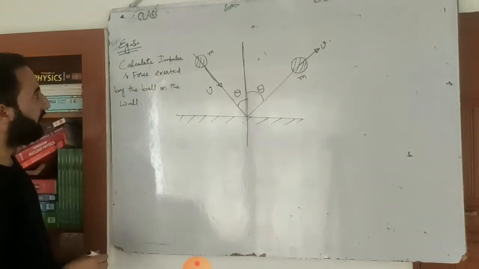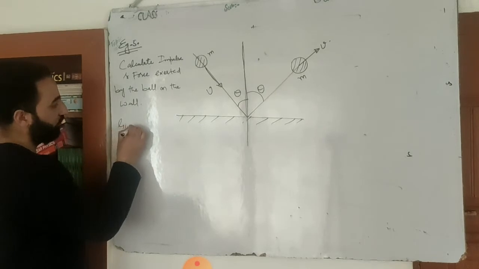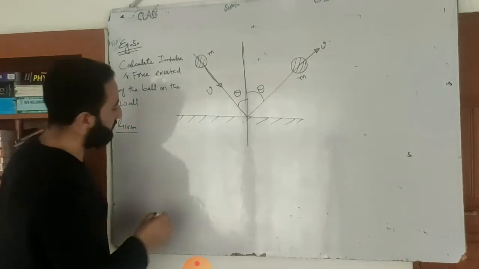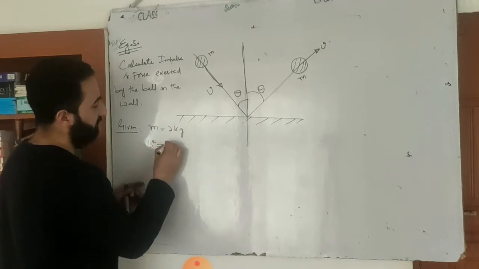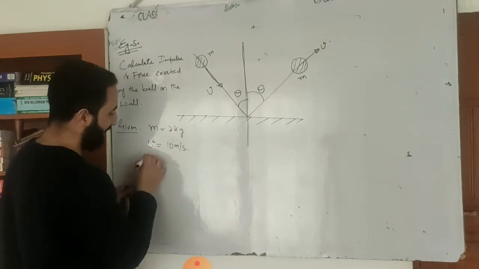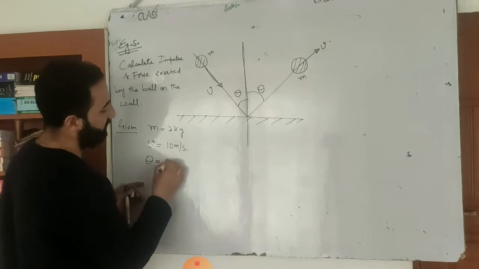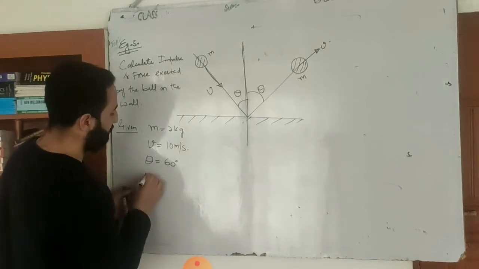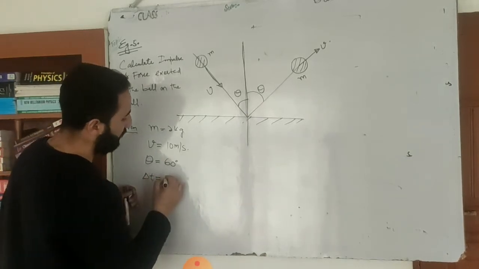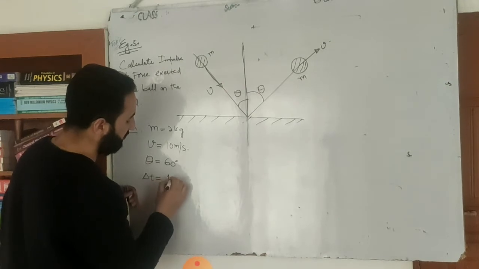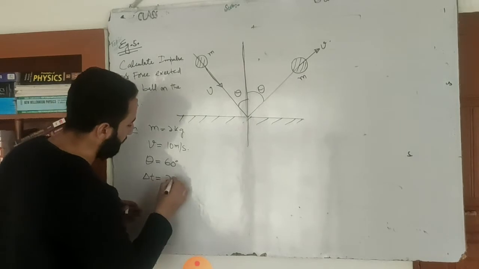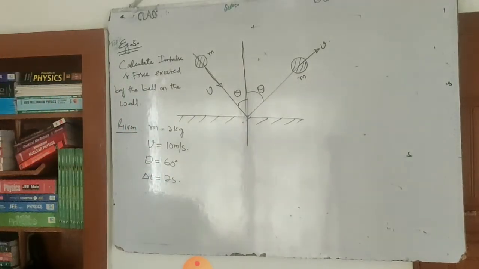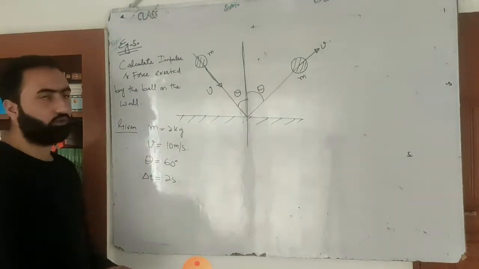Okay, and what's given to you is this: the mass of the ball is equal to 2 kg, velocity of the ball is equal to 10 meter per second, angle of incidence theta is equal to 60 degrees, and the collision time delta T is equal to, let's take, 2 seconds. Okay, these parameters are given to you, and you will have to calculate two parameters, that is, the impulse and the force.